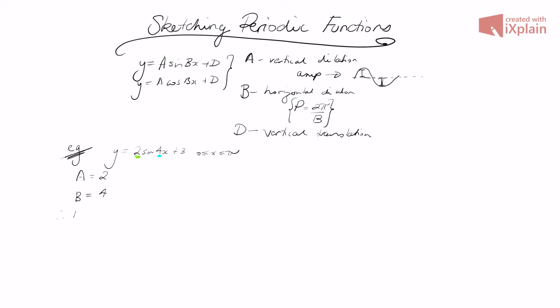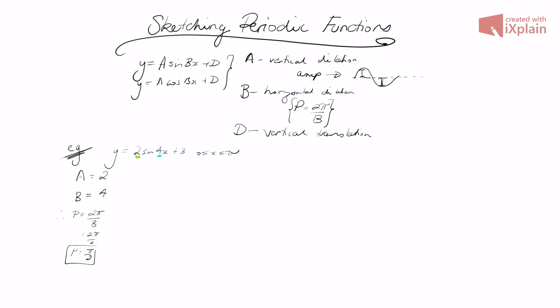Now that allows us to find the period. The period is 2 pi on b, so we have 2 pi over 4, so the period equals pi on 2. So that's really important. That means we can draw one wave in pi on 2 units.